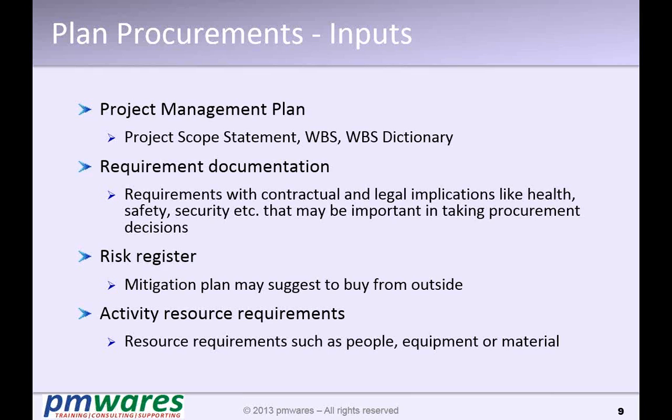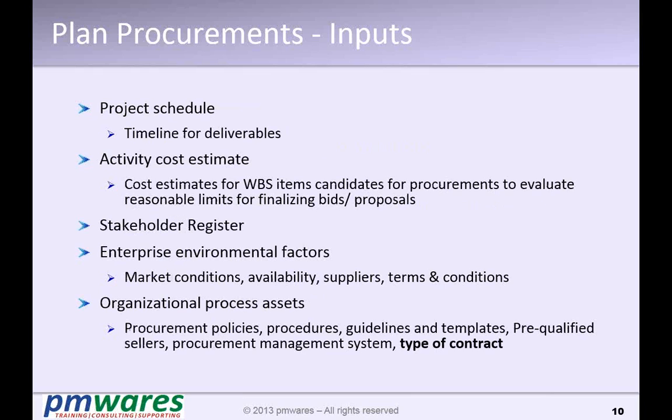One of the major inputs in procurement comes from organizational process assets. It is written in the corner called type of contract, which is the base of the procurement, and therefore understanding the type of contract is very, very important.